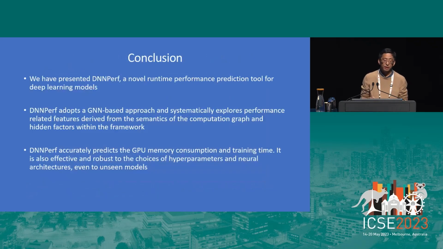In summary, in this work we have described DNProf, a novel runtime performance prediction tool for deep learning models. Deep learning models have many hyperparameters and many configurations, but we are able to predict the final performance based on the initial configurations and the computation graph. Our method is quite accurate and outperforms the baseline. Okay, so that's all. Thank you.